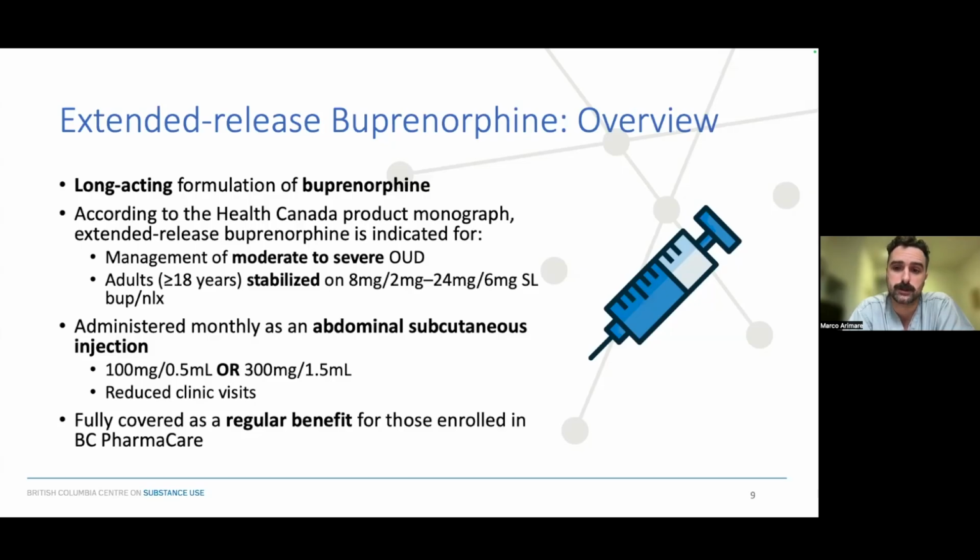It can be administered by a physician, nurse practitioner, RN, RPN, or RPN CP OUD. LPNs, RNs, and RPNs may administer extended release buprenorphine with a client-specific order from a physician, NP, or CP OUD, RN, or RPN. So since extended release buprenorphine is administered once a month, there are reduced clinic or pharmacy visits compared to other forms of OAT. Extended release buprenorphine is fully covered as a regular benefit for those enrolled in BC Pharmacare plans B, C, G, and Z. It's also covered under Non-Insured Health Benefits for First Nations people who live in BC but may be residents of other provinces.